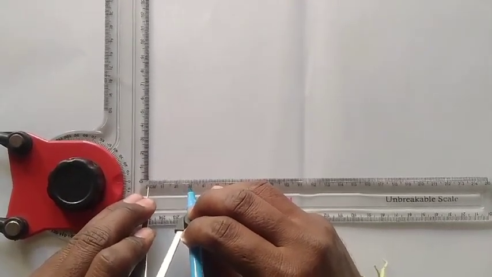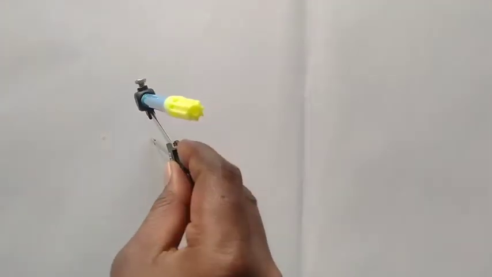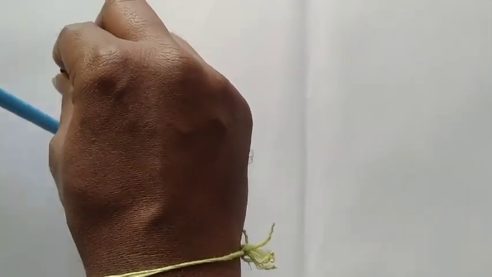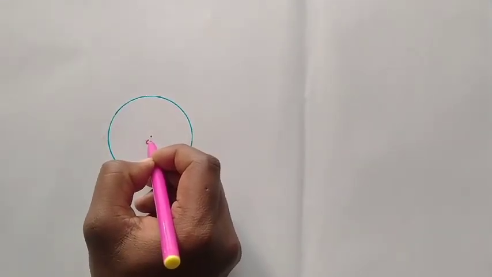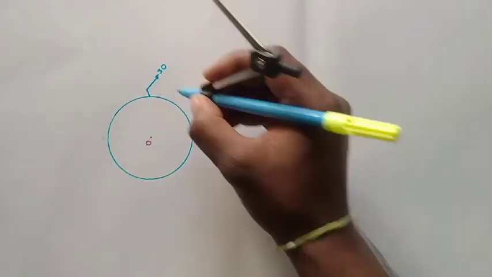Measure 30 mm. Randomly select a point and draw the circle. The center point of the circle is O. The radius of the circle is 30 mm, R30.